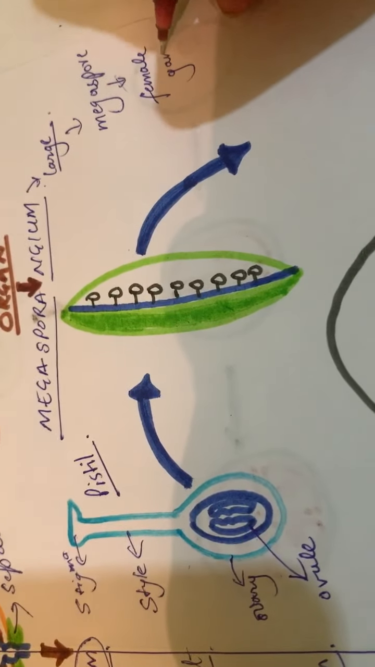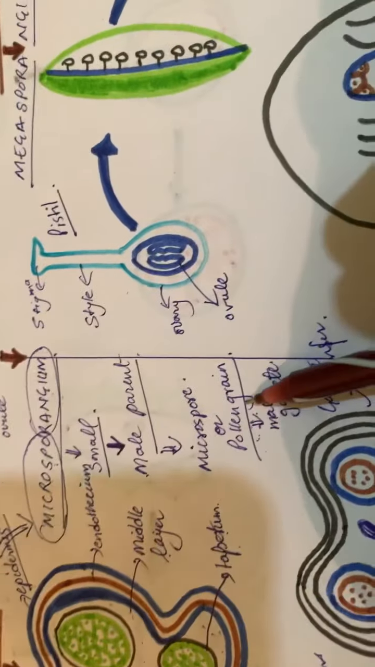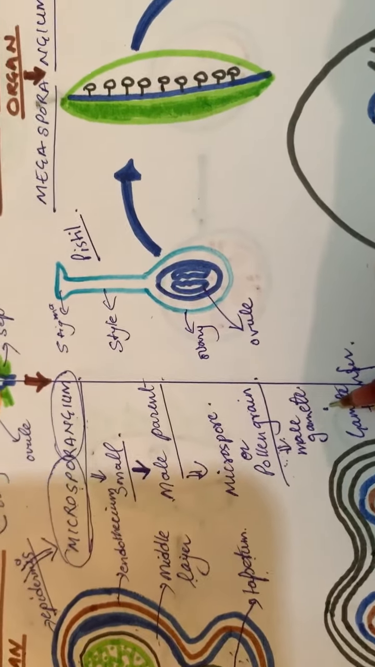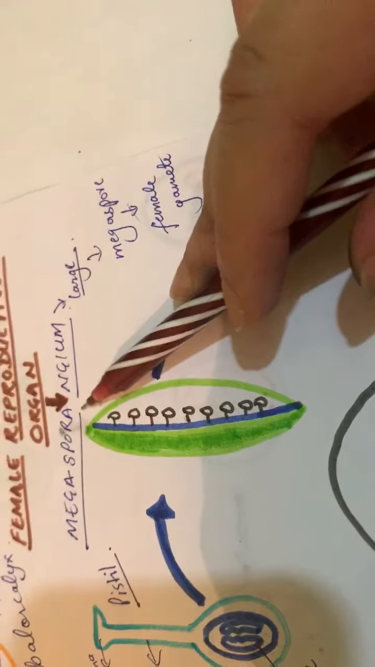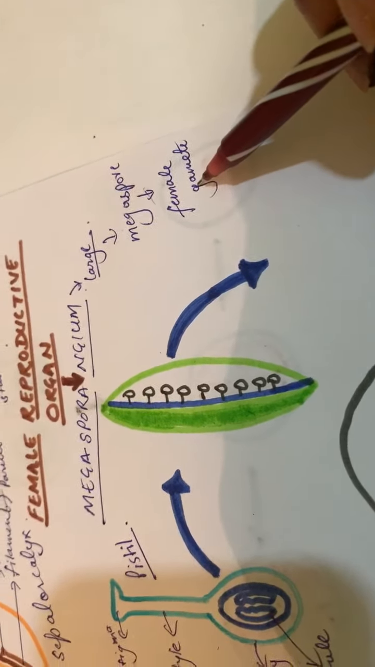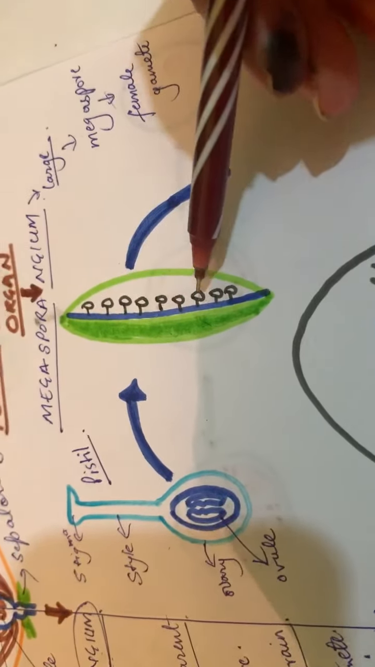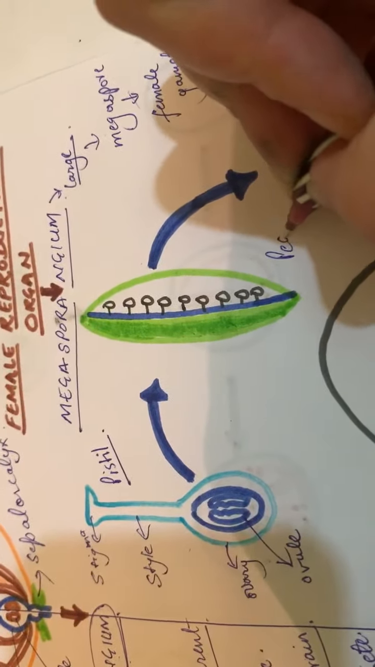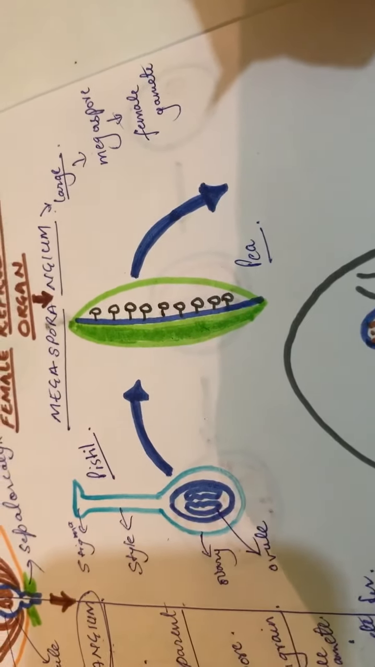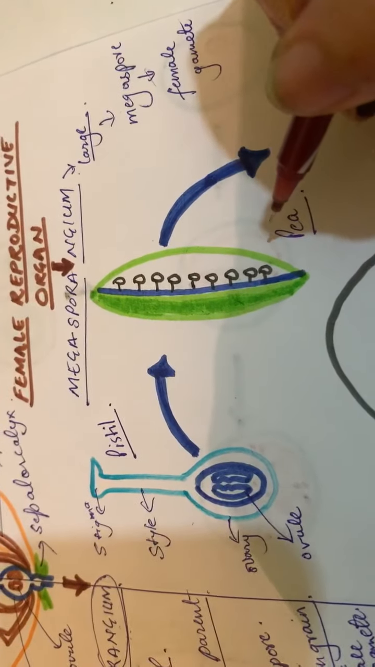And megaspore comprises the female gamete. Similarly, like in the male reproductive organ, there was a pollen grain comprising the male gamete, here the megasporangium comprises megaspore, and megaspore comprises the female gamete. Done, children. Lately, see what this is? It literally resembles a pea plant. If you see, it is a pea fruit. You also call it a pod.